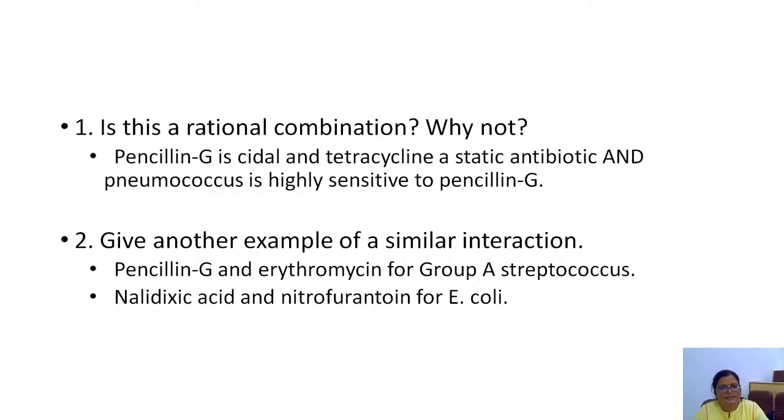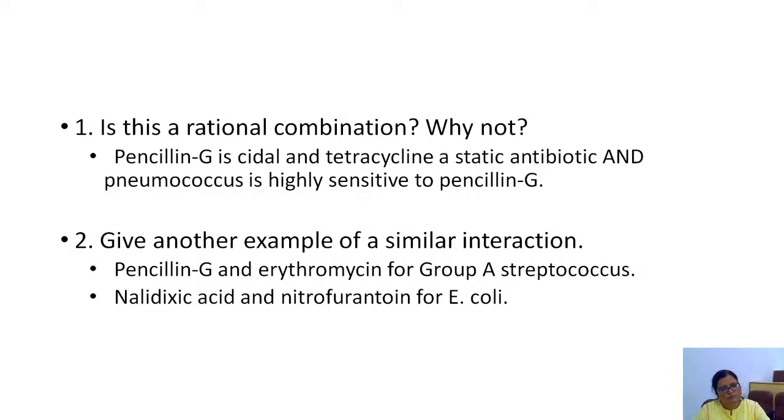Penicillin G is cidal and tetracycline is a static antibiotic. You chose penicillin G very intelligently, because pneumococcus is highly sensitive to penicillin G. But when you apply that logic, penicillin G will act on the rapidly growing bacteria, the growth phase basically. What will tetracycline do? It will halt the growth, it will try to delay the growth. So in that case you won't have the effect of penicillin G, but only that of tetracycline. So this is not a rational combination.